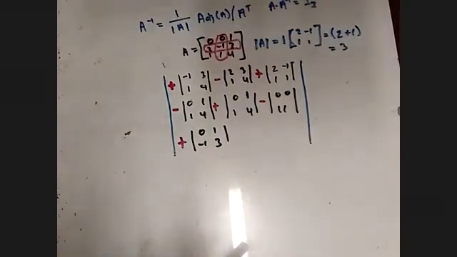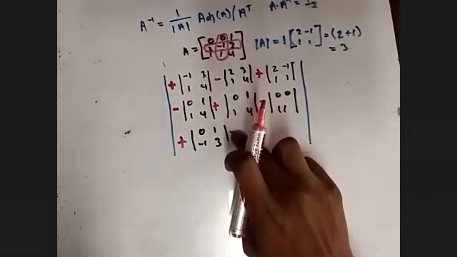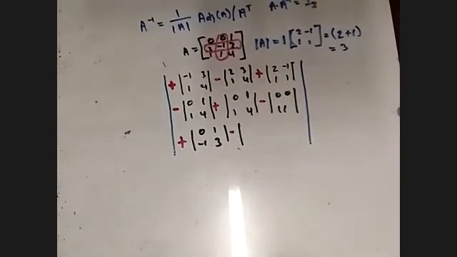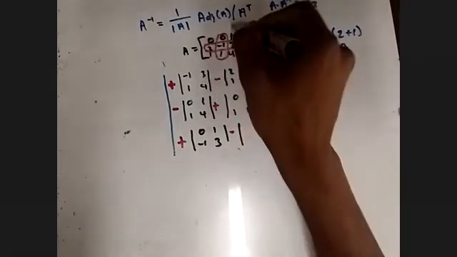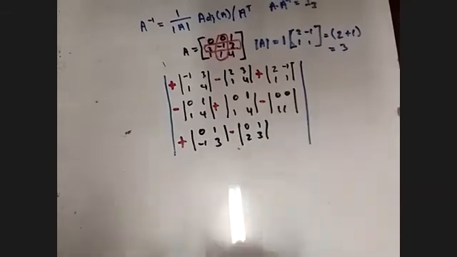Now this step you can skip, guys. I'm just doing it because I want us to understand. So now we've got this one. Then we take 0, 2, 1, 0, 2. The last one is a plus.